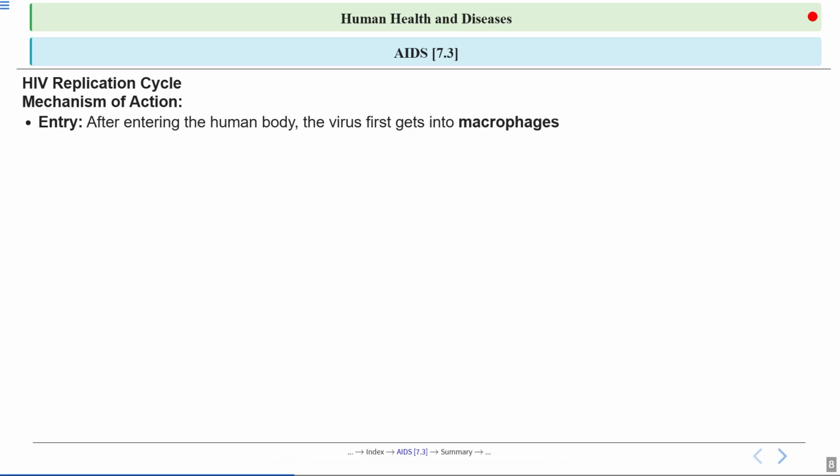So let's talk about the entry. After HIV enters the body, it does not attack just any cell. It specifically targets macrophages, which are like the body's security guards.